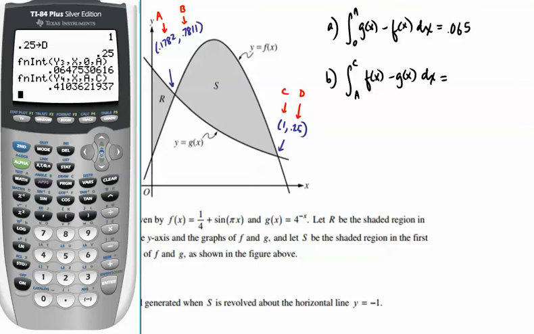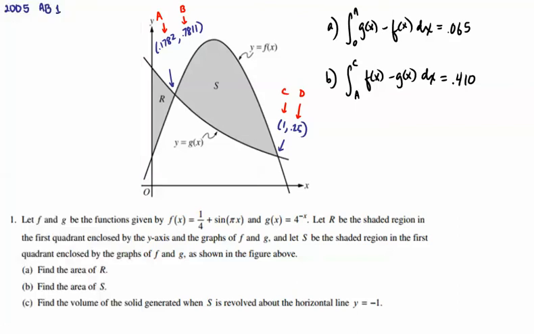0.410 would be rounded to 3 decimal places. And that's going to do it for part B. Now we'll go on to look at part C.